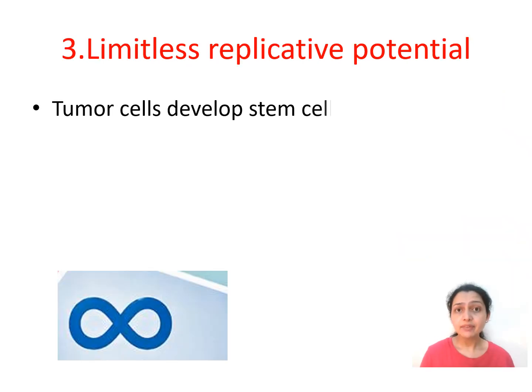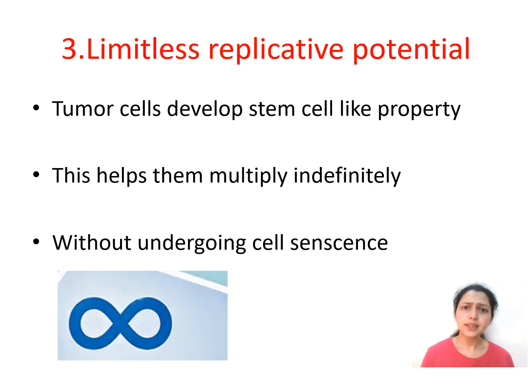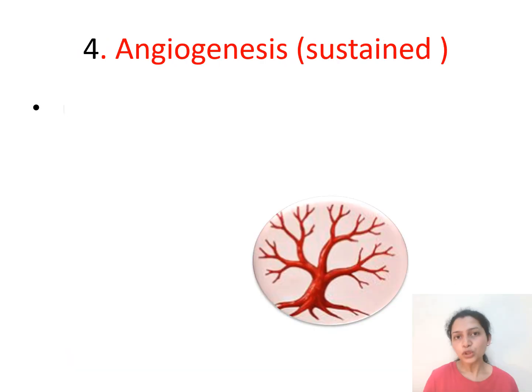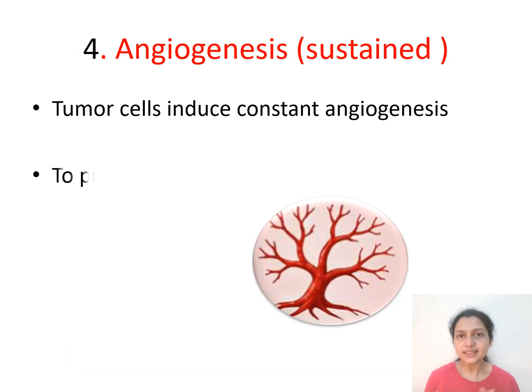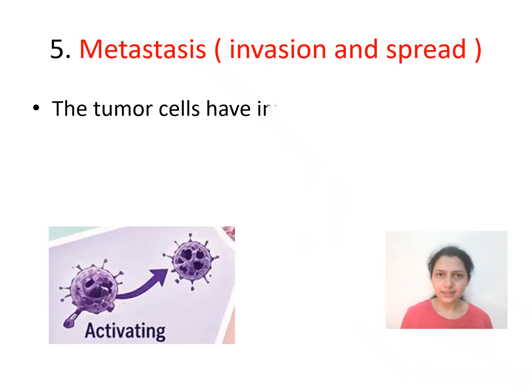Third change is they have limitless replicative potential. Now, what do you mean by this? They acquire something like stem cell property, where they can keep on multiplying indefinitely, an infinite number of times, and they do not undergo cell aging or cell senescence. Fourth change is angiogenesis, which is sustained. They keep inducing angiogenesis, so they have blood vessels to provide them with blood, oxygen, as well as nutrition for their constant fast growth.